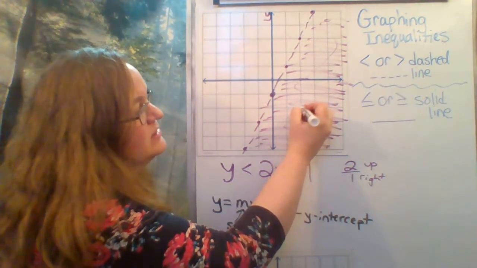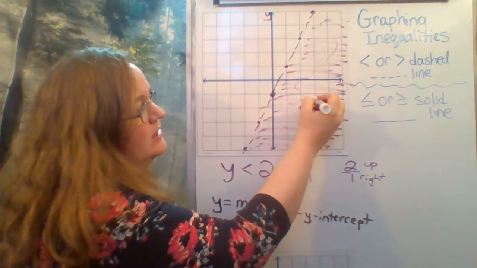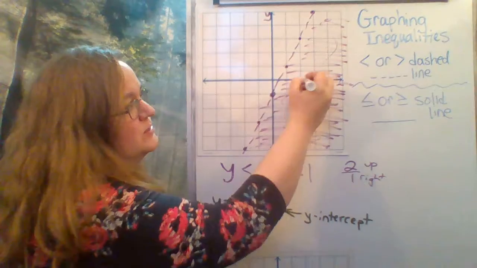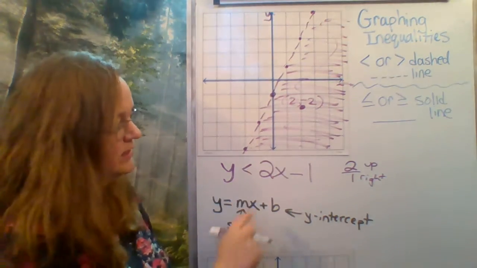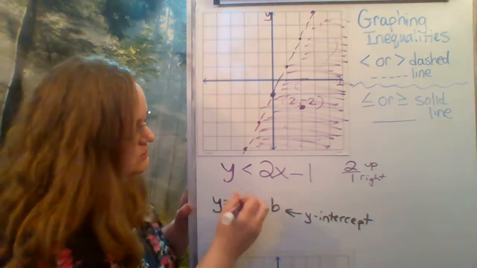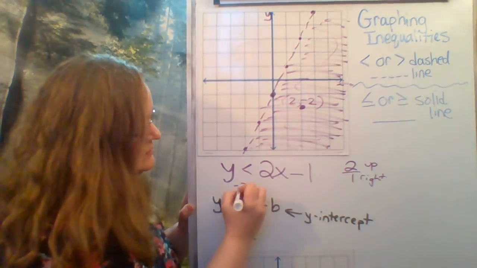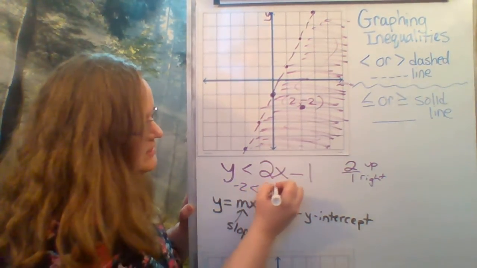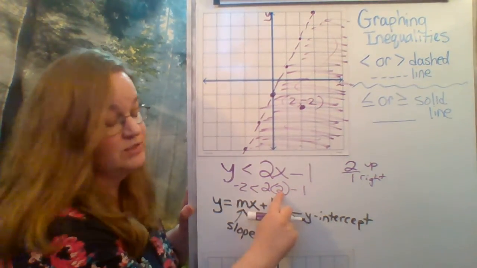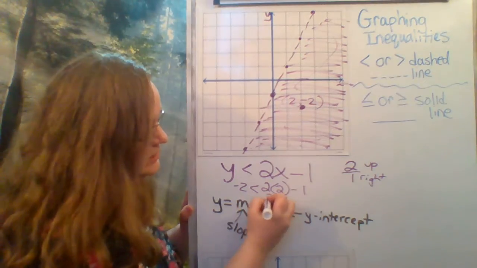So maybe I pick this one, which is at 2, -2. Okay, so over 2 and down to -2. And I substitute those numbers in here and see if it comes out correct. So y, I said, was -2. And if I substitute in 2 here, okay, 2 times 2 is 4, minus 1 is 3.